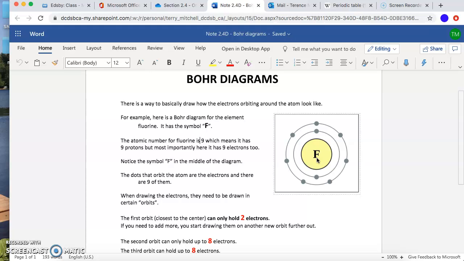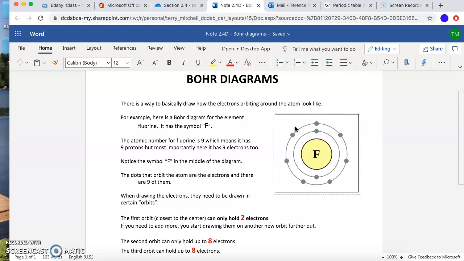Now we know that there are 9 electrons. These lines around the nucleus, these are called orbits. The same way that the Earth orbits and all the planets orbit the sun, electrons orbit the nucleus. So that line is just showing their path.